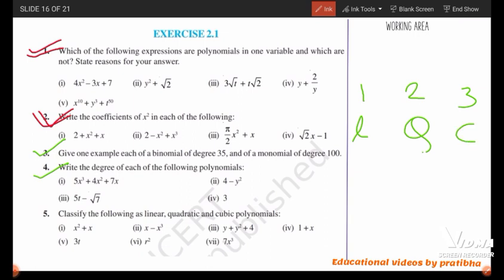So let's see the first expression: x square plus x. The highest degree is 2, so it is quadratic. Next, x minus x cube. My highest power is 3, so it is cubic. Here the highest power is 2, so it is quadratic. Here the highest power is 1, so it is linear. This is also linear. Power is 2, so this is quadratic. And here the power is 3, so this is a cubic expression.